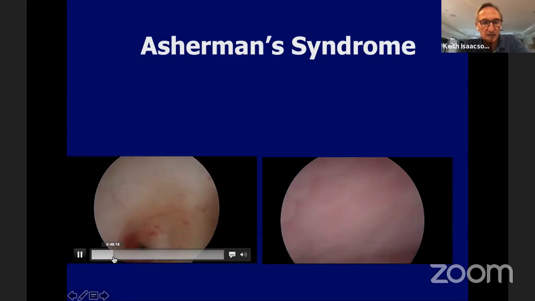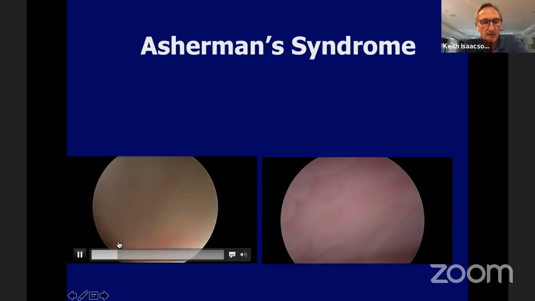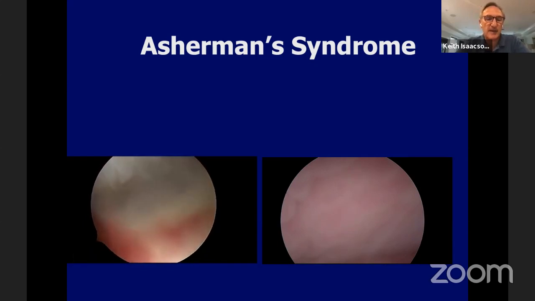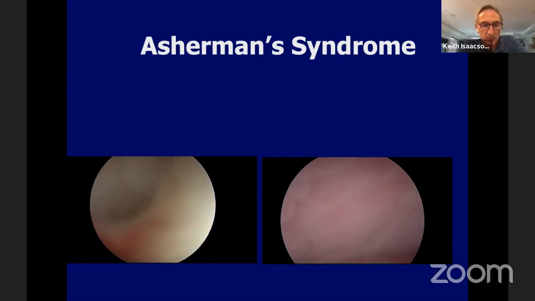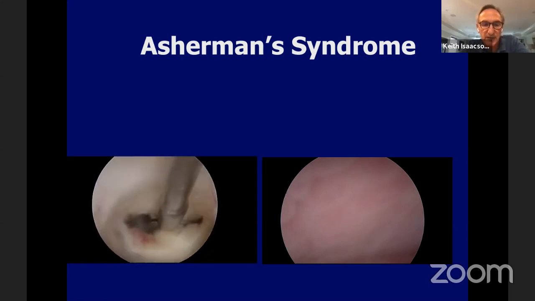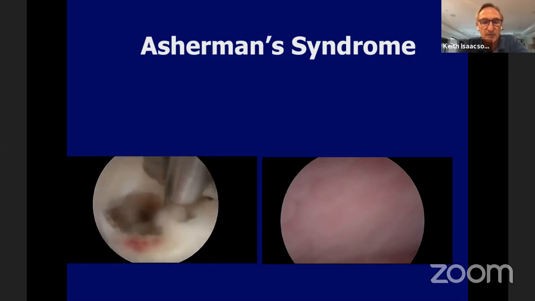So we just do this, again, just with the blunt tip scissors. And we do this when the patient is wide awake. The nice thing about the patient being awake with Asherman's is often you can't tell if you're cutting scar tissue or if you're creating a false passage. But when you create a false passage, it's very uncomfortable for the patient. So she will let you know that you're in the wrong place.